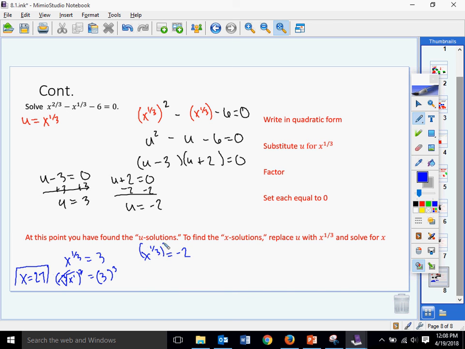Here I'm going to cube both sides again. The cube and the cube root cancel, and you're left with x equals -2 to the 3rd power, which means -2 times -2 times -2. These two would give you +4. +4 times -2 would give you -8. So my answer here is -8 and +27.